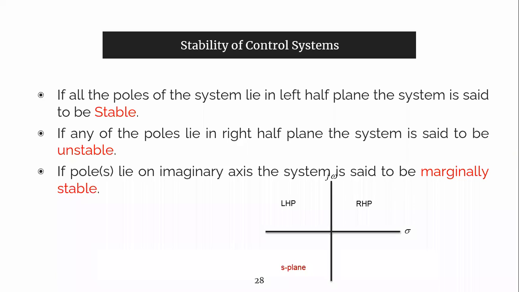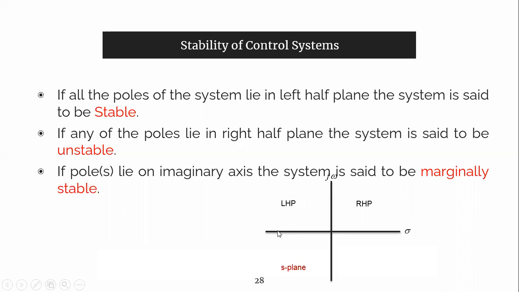So see here, what are the conditions? The RHP and the LHP, and the entire plane is the S plane. So see the real part and the imaginary part. If all the poles of the system lie in the left half, meaning this portion, the system is said to be stable.